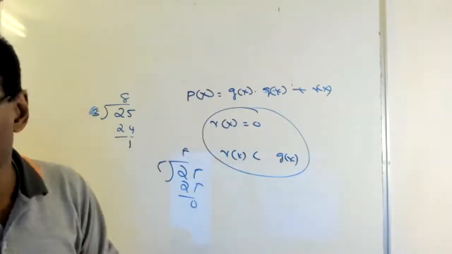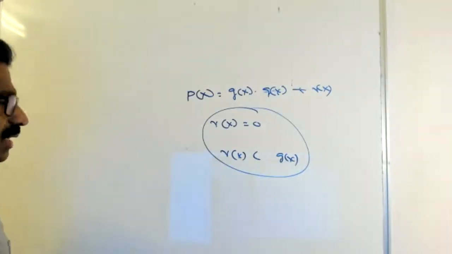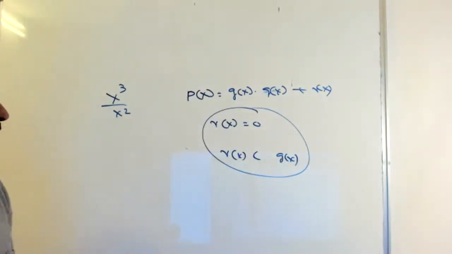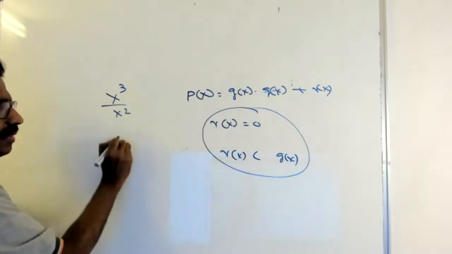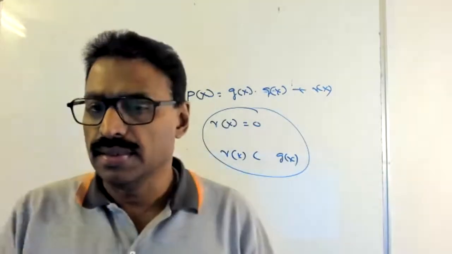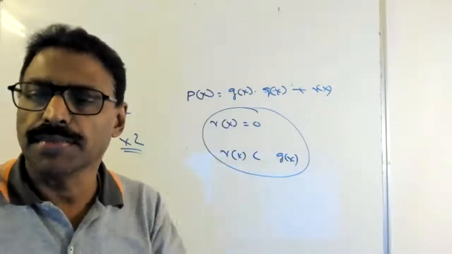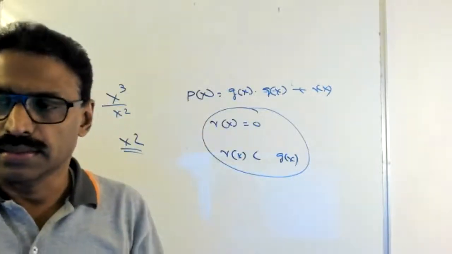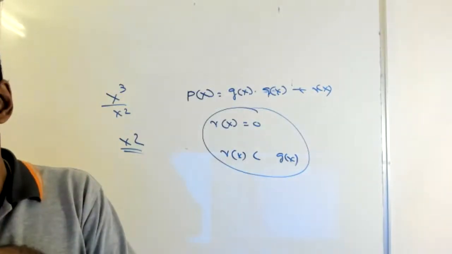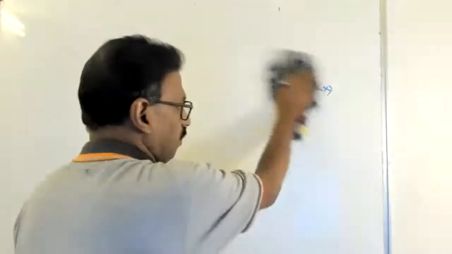R of x can be zero or degree of r of x less than degree of g of x. I'll show that. Look, x cube divided by x square gives x, so the remainder is zero. When we divide p of x by g of x, the remainder can be zero or the degree of r of x is less than that of g of x. Clear or not? When we divide polynomials, we come to know that.